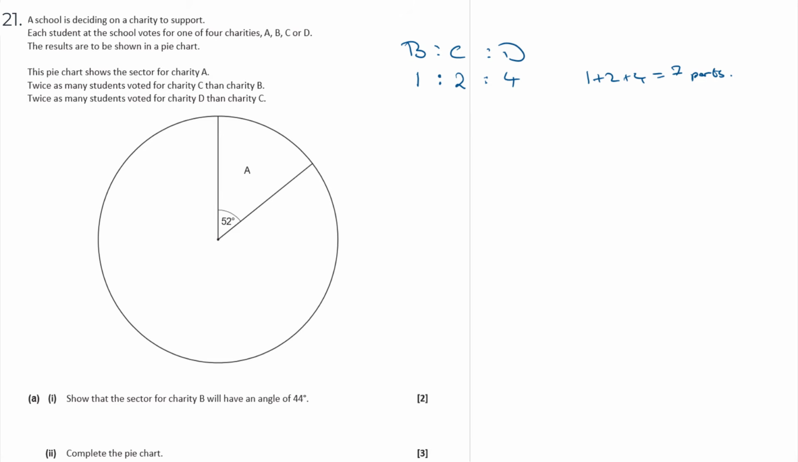Okay. Now, we know that 52 degrees is for A, so that means that B, C, and D must share the rest there, mustn't it? So what's that then? So 360 minus 52, that leaves us 308 degrees to share between B, C, and D. So we need to divide 308 in the ratio of 1 to 2 to 4. We already know that there are 7 parts. So 308 divided by 7, what's that then?